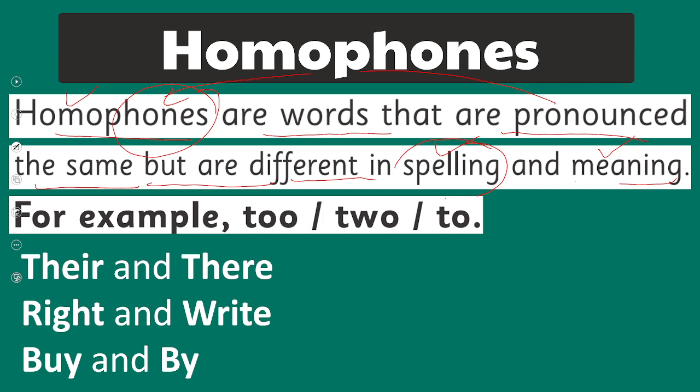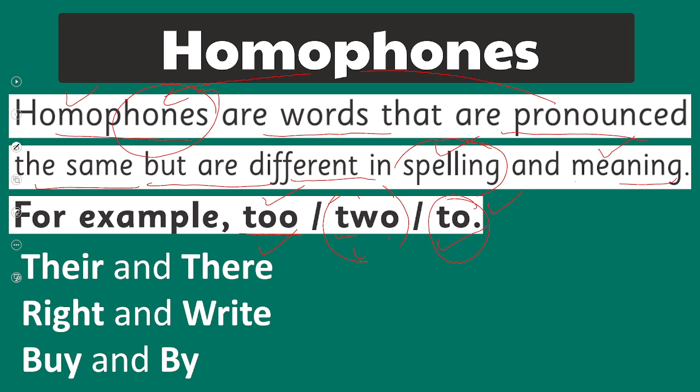For example, too, this is used for showing likeness, showing the word also. Two, this is also pronounced the same but the spellings are different and the meaning is also different. And this to is having different spelling and different meaning. But all these three are pronounced the same.